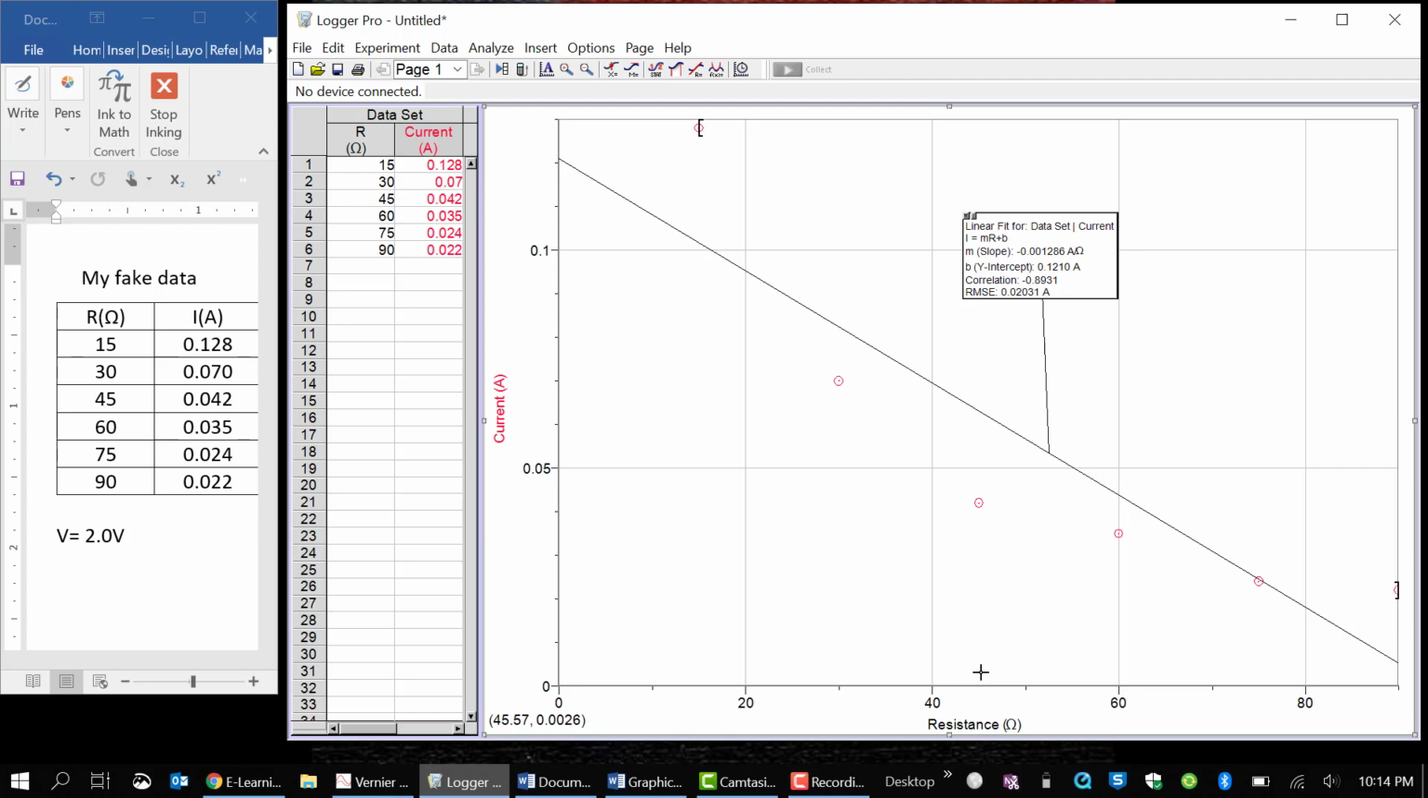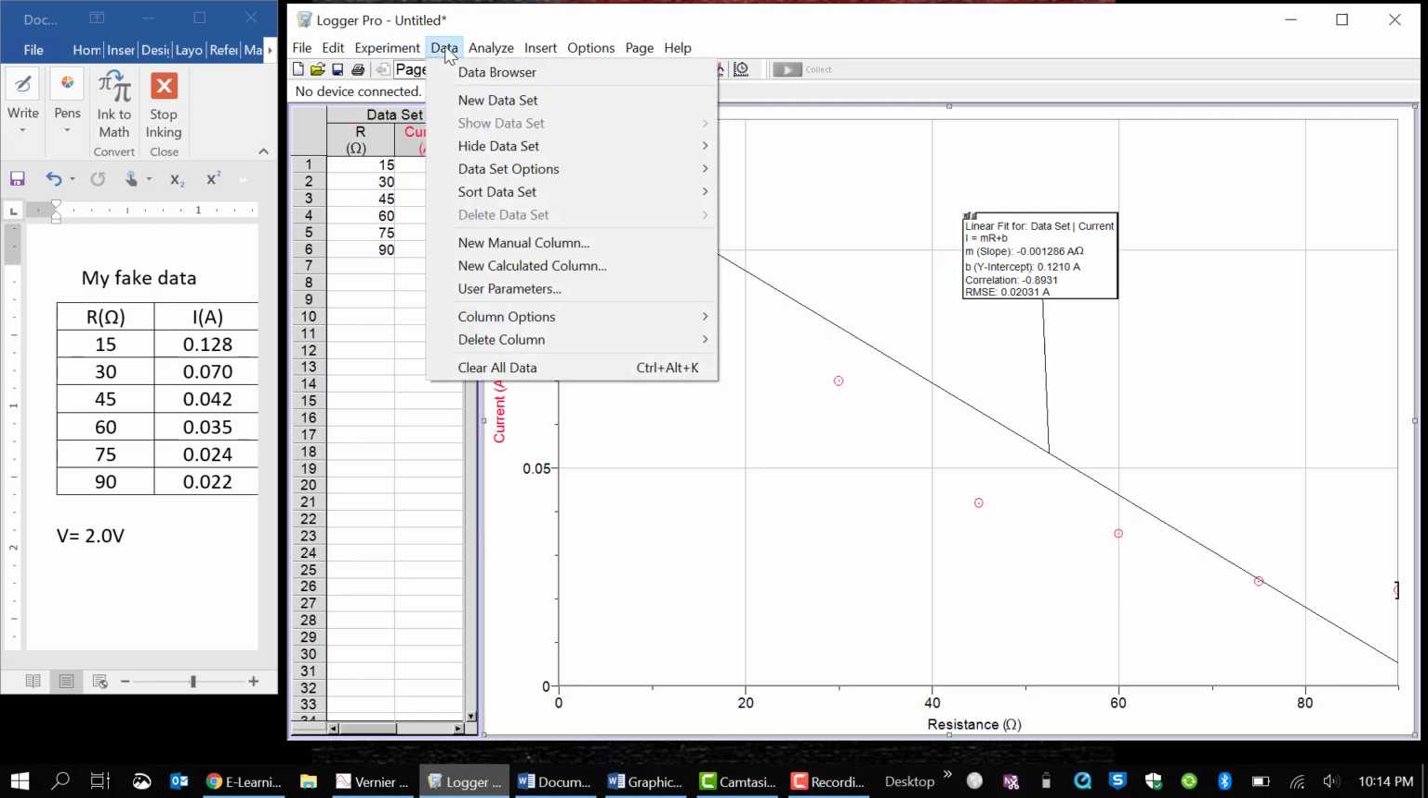In order to do that, you're going to go up here to the data menu and click on it. Then about five from the bottom, it has New Calculated Column. So you're going to click here on New Calculated Column from the data menu.